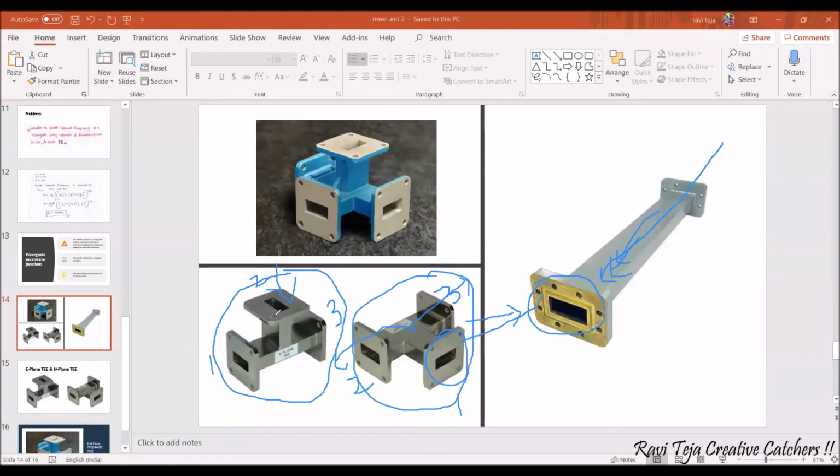While the classes are going on, I will tell you how these all work. So whenever the microwave junctions, one second.